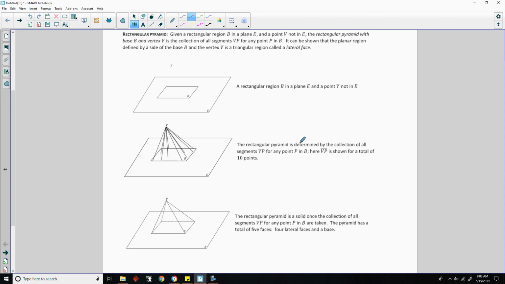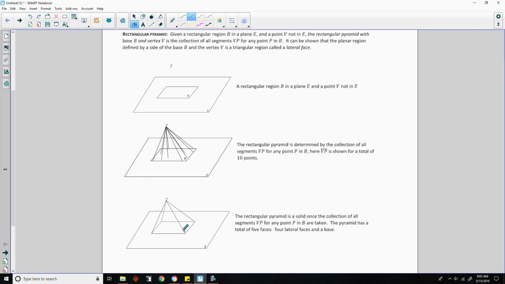The rectangular pyramid is determined by the collection of all segments VP for any point P in B. So any point on B anywhere, it can be interior or on the edge. Here VP is shown for a total of 10 points. The rectangular pyramid is a solid once the collection of all segments VP for any point P in B are taken. The pyramid has a total of 5 faces, 4 lateral faces, and a base.